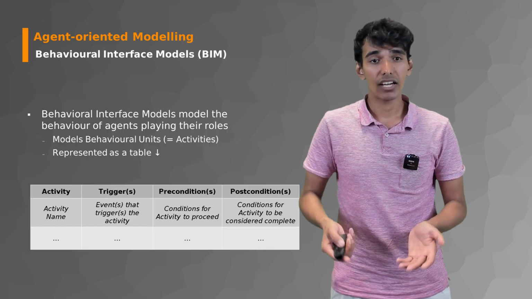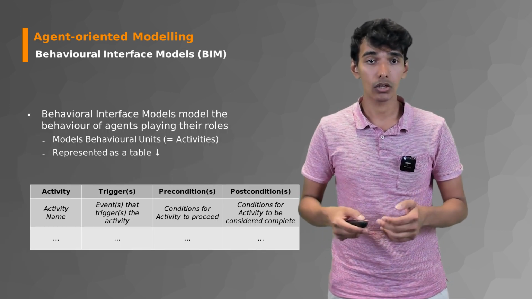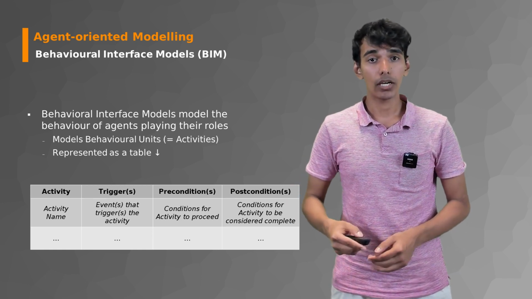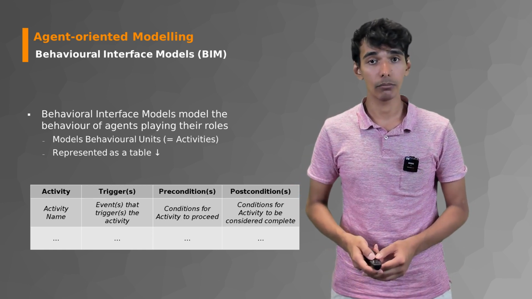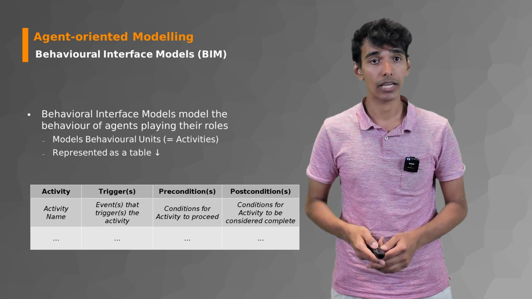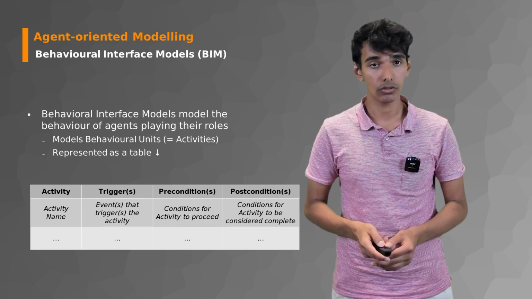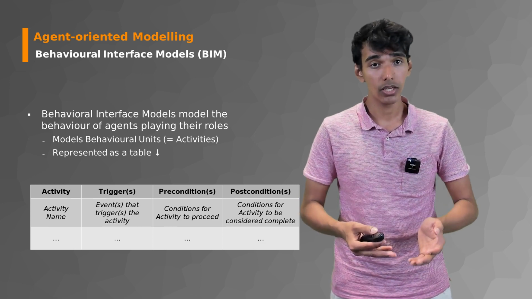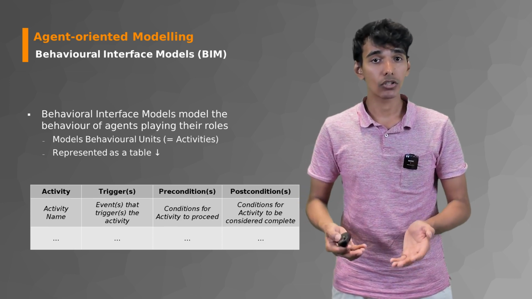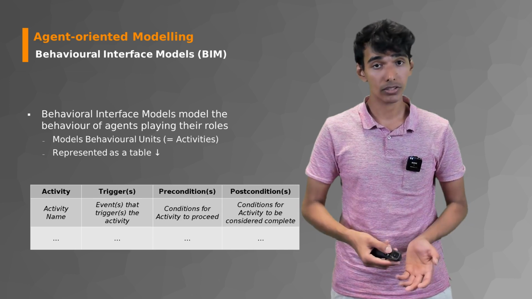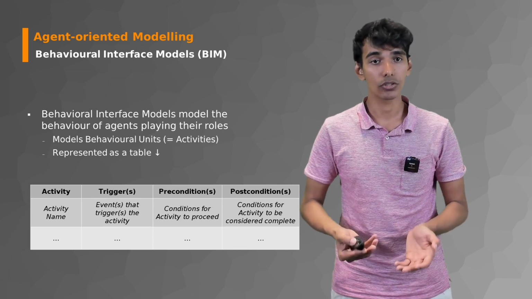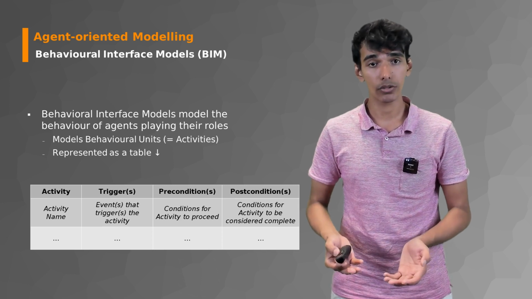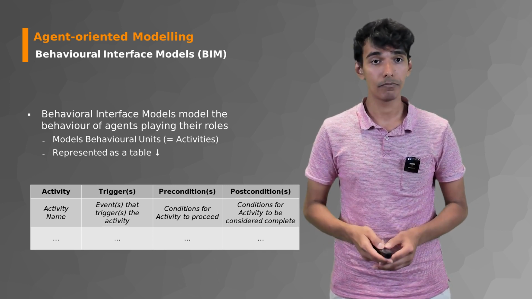Now that we have a nice example with a goal model in the agent-oriented modeling concept, we talk about the second type of agent-oriented model, which are termed as behavioral interface models. So far, we have only talked about the goals of the system, but this aspect that we talked about before, the behavioral perspective, has not been captured by this goal model. And this is something that behavioral interface models address.